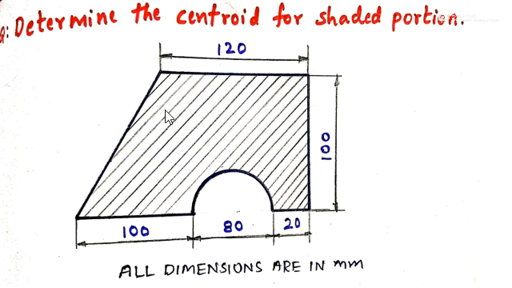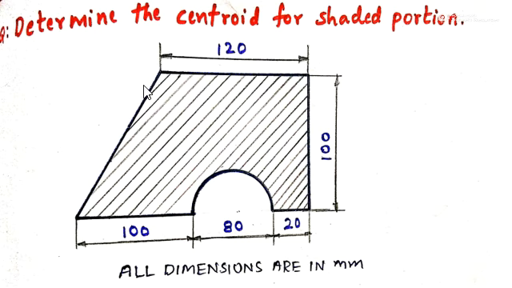If you see, this is not a regular shape, it is a complex shape. This complex shape is made by regular figures, that is semicircle and triangle. Why we are discussing this: we have centroid formulas for regular figures, that is circle, semicircle, triangle, square, rectangle. For that we have direct formulas, or we can directly locate it. But this is a complex or compound figure.